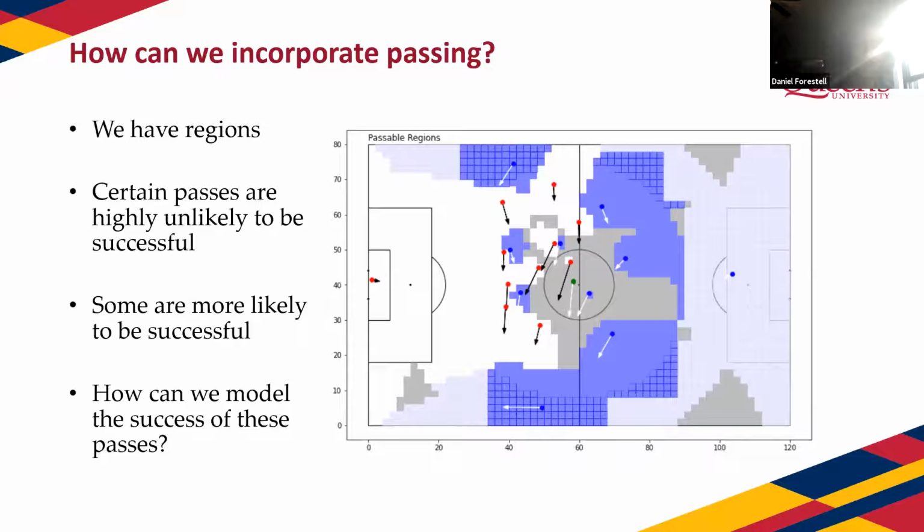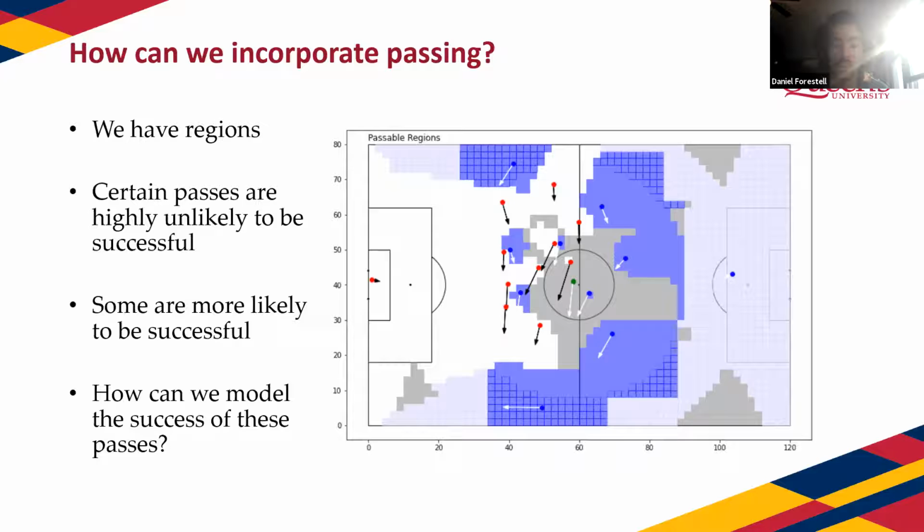And so we like this model. Again, it created a very nice picture for us, but we wanted to incorporate a little bit more. So we have these dominant regions and we have the areas in the field that certain players are going to get to first, but we want to incorporate a passing element as well. So we wanted to look at the success rate or the failure rate of passes.